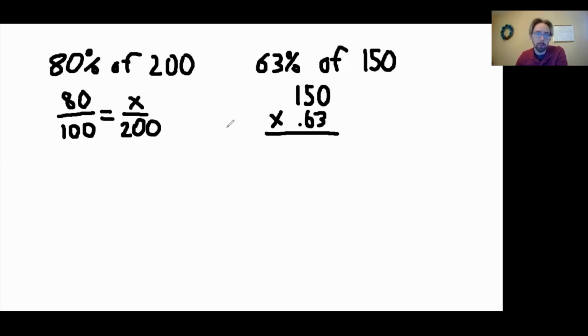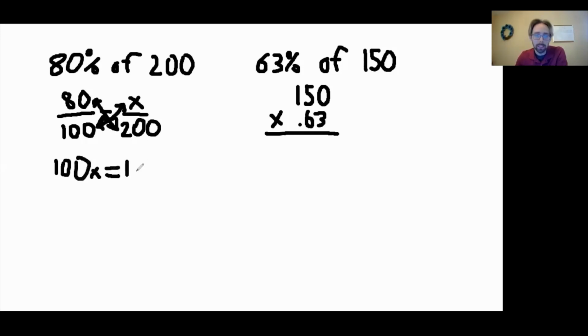All right, so I'm gonna set up a proportion. I'm gonna put 80 over 100, and that's gonna be equal to x over 200. X is going to be 80% of 200. We don't know what that number is. So what you're going to do next is cross multiply. 80 is going to multiply to 200, and 100 is going to multiply to x, which is going to give us 100x. Forgive my horrible handwriting.